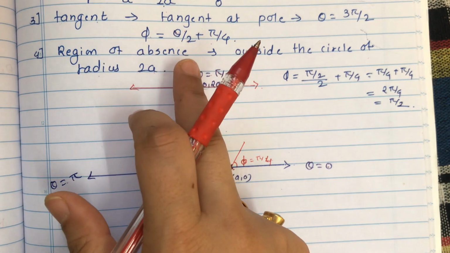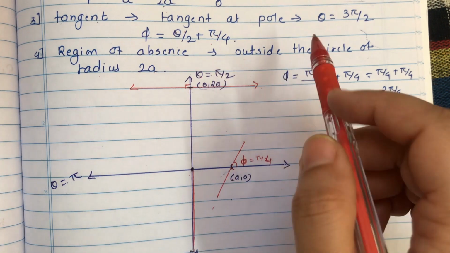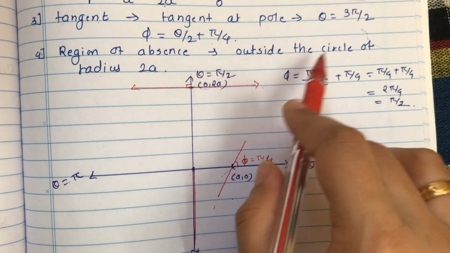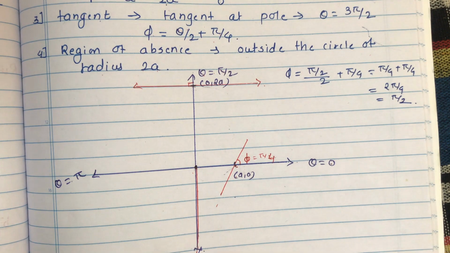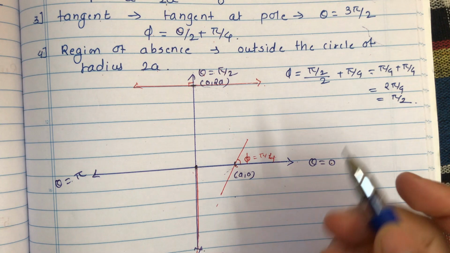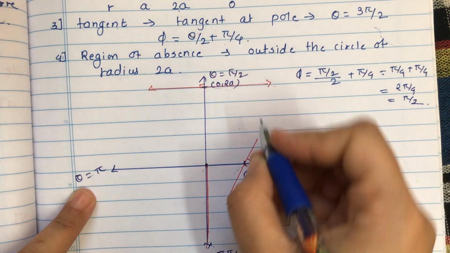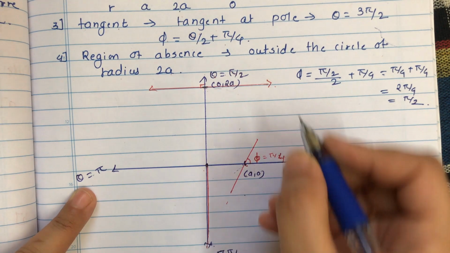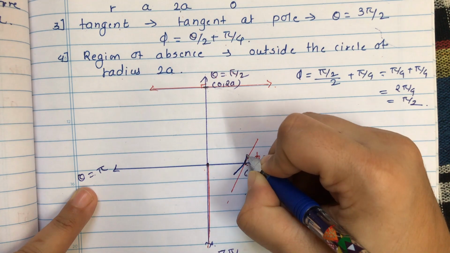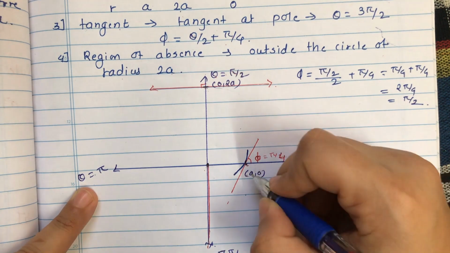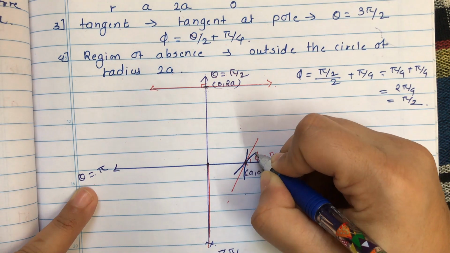Next is region of absence. Now outside the circle of radius 2a, there will be no part of the curve. Now we will draw the curve in first and fourth quadrant. Now this is a tangent at this point, so I will draw this. Okay, there will be two possibilities, one will be this and second will be this.